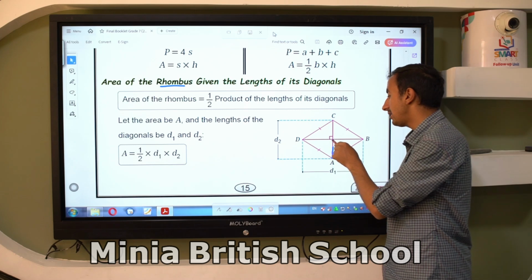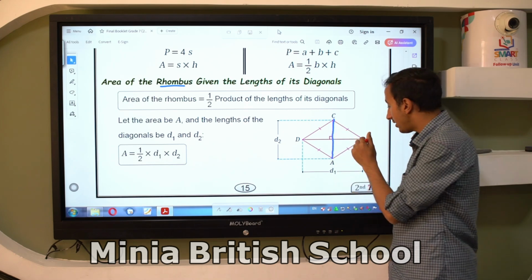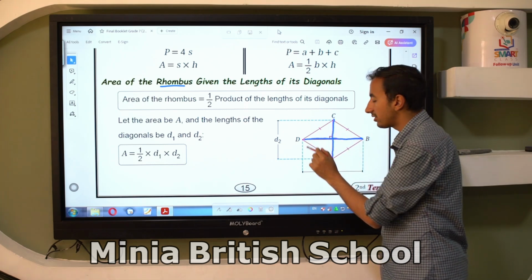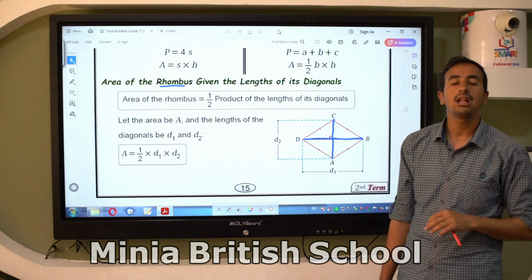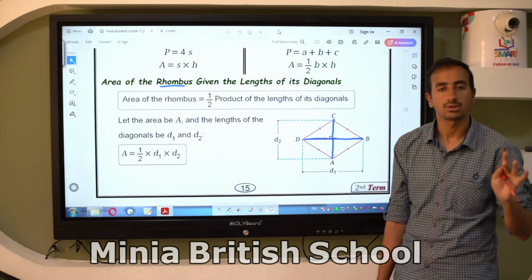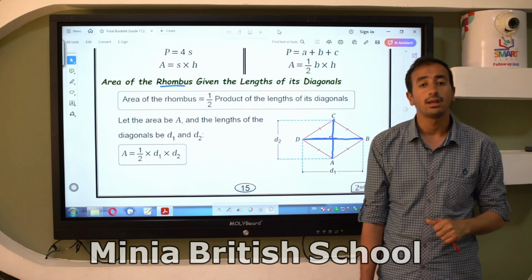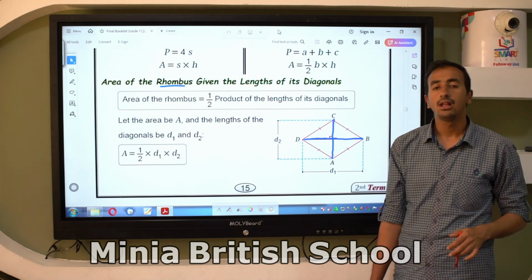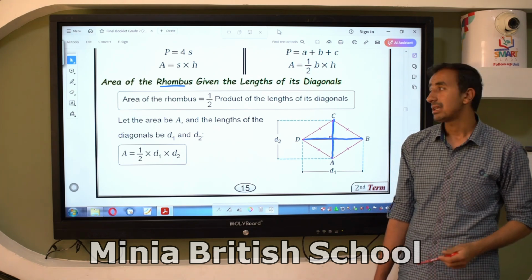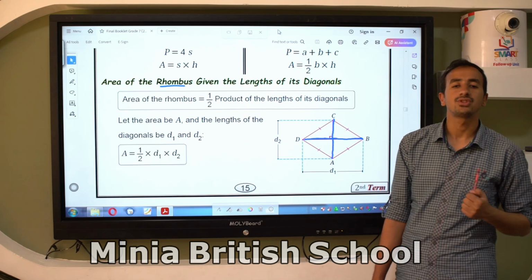Bravo. Here from A to C, it's called a diagonal. And another here from B to D, it's called another diagonal. Any quadrilateral has only two diagonals. Parallelogram, rhombus, square, trapezium, kite, rectangle, all of them have two diagonals. But I need here the area of the rhombus and the area of the square only.